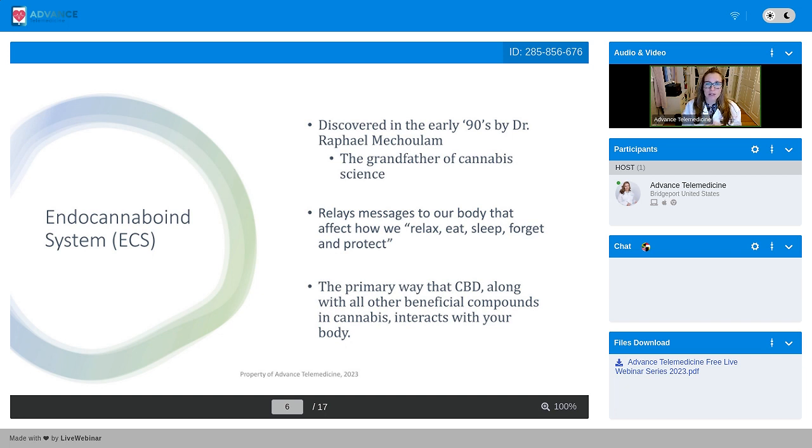So we have the endocannabinoid system in our body, and it's all receptors. And when we consume CBD, that binds to those receptors. And if all of those receptors are full, that gives our body balance. When those receptors are not full or out of balance, that's when we see different chronic conditions, symptoms, just not feeling well.